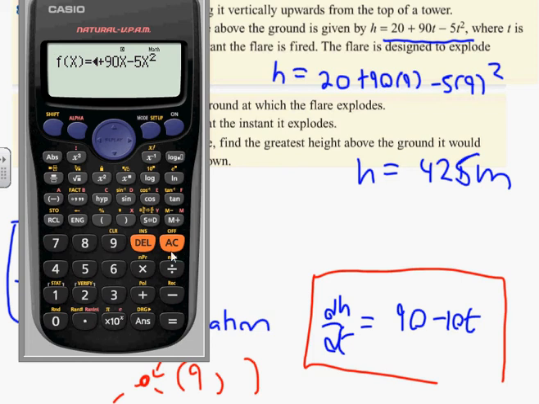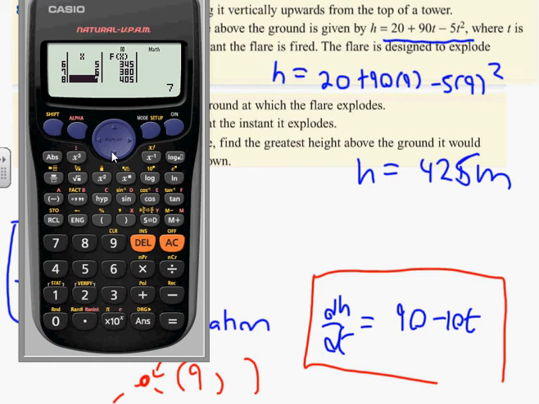At 0 seconds, you're 20 meters above the ground. So when you fire your flare, you're actually 20 meters into the air. After 1 second, the flare reaches 105. After 2 seconds, it's 180 meters into the air. You keep going upwards. After 7 seconds, it's 405 meters above the ground. We already had that earlier on, didn't we? After 7 seconds, the flare exploded, giving us 405 meters.